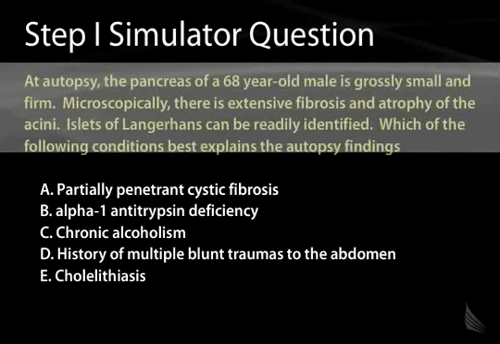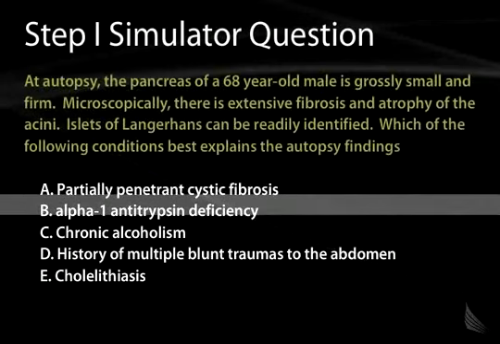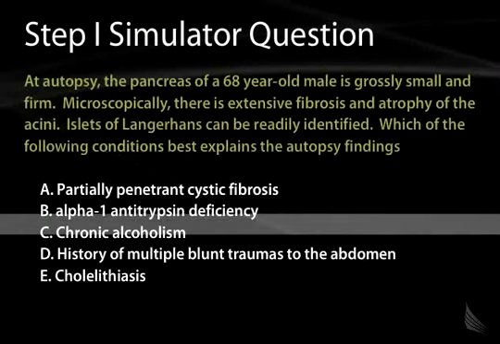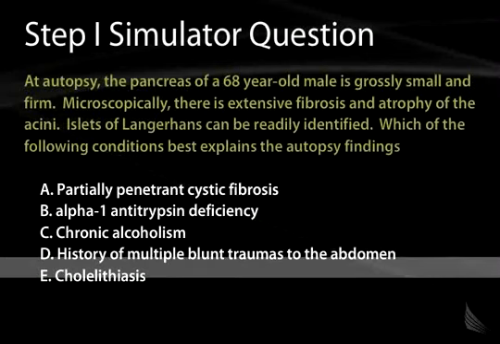At autopsy, the pancreas of a 68-year-old male is grossly small and firm. Microscopically, there is extensive fibrosis and atrophy of the acini. Islets of Langerhans can easily be identified. Which of the following conditions best explains the autopsy findings? Partially penetrant cystic fibrosis, alpha-1 antitrypsin deficiency, chronic alcoholism, history of multiple blunt traumas to the abdomen, or cholelithiasis. The answer here is chronic alcoholism. This is what results in a small, firm, fibrotic pancreas.